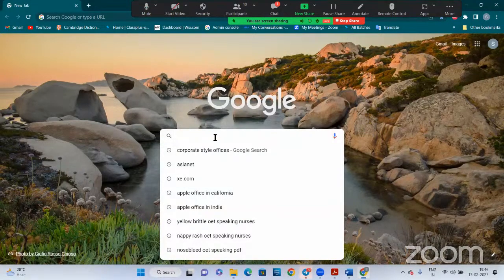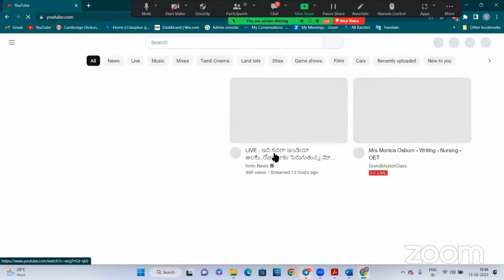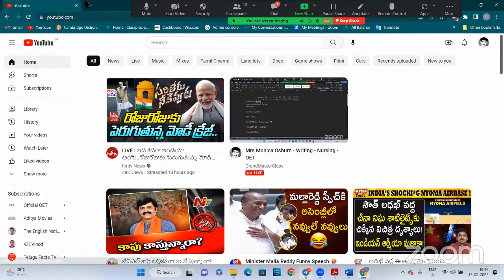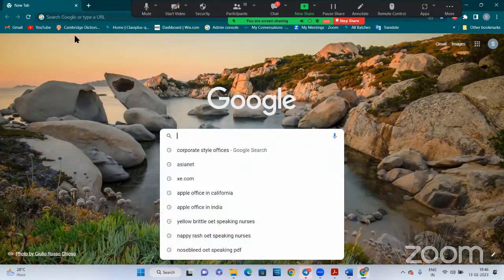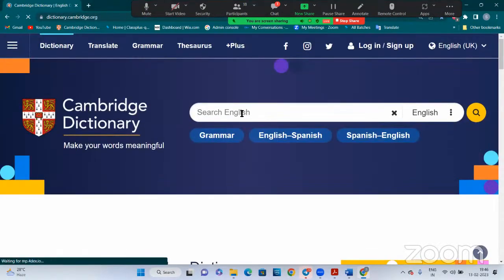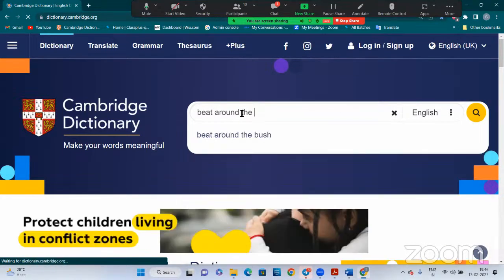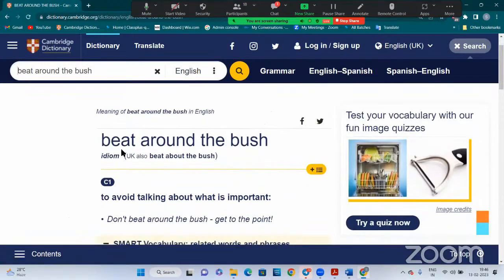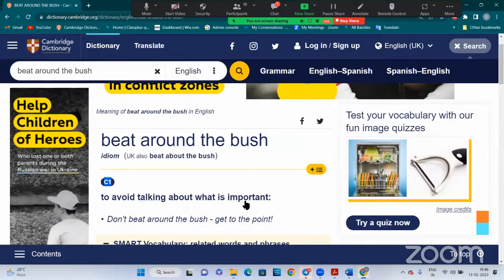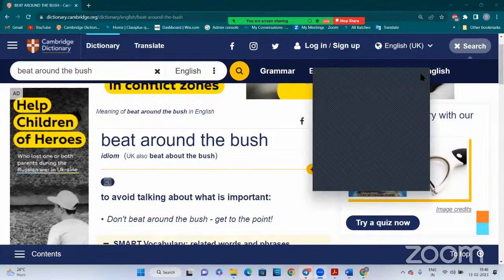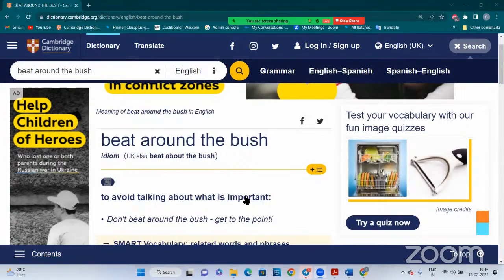Now, what do you mean by beating around the bush? Beating around the bush means talking nonsense. This is an idiom. C1 means not everyone can use it. It means to avoid talking about what is important. Don't beat around the bush. Get to the point. Talk the main points. Don't talk nonsense. Who are you to write about yourself?